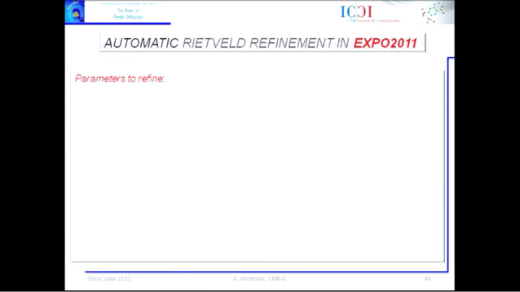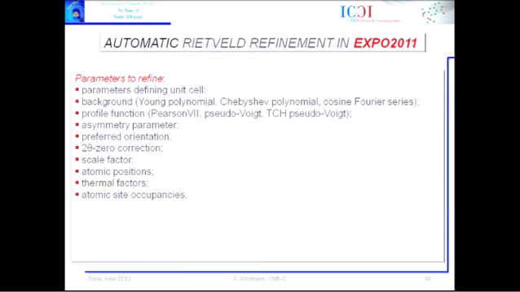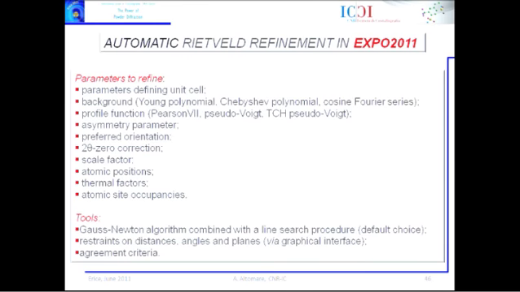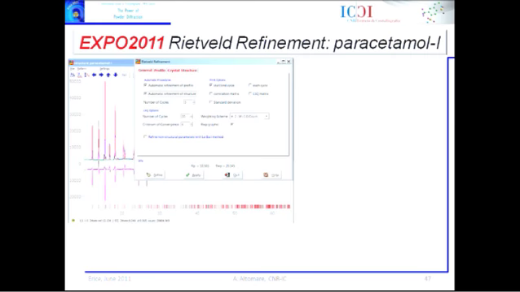And now the final step is the Rietveld refinement. We have introduced in EXPO2011 a preliminary automatic Rietveld refinement. It is based on the classical Rietveld parameter minimization algorithm. It uses a Gauss-Newton algorithm combined with a line search procedure. It is possible to apply restraints on distances, angles, and planes. And this is the graphical interface corresponding to the Rietveld environment in EXPO2011.